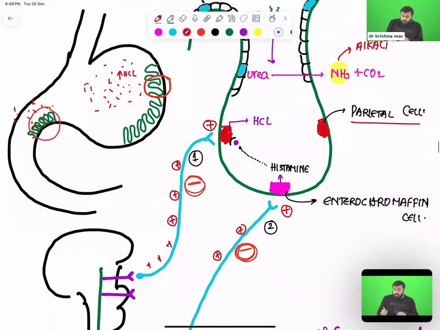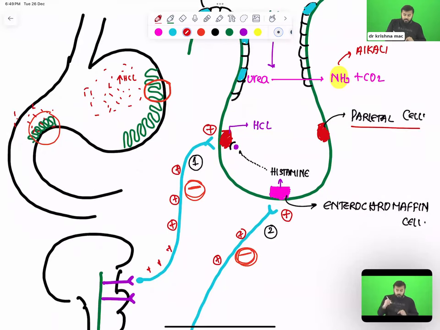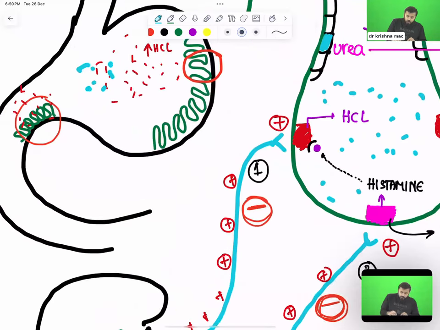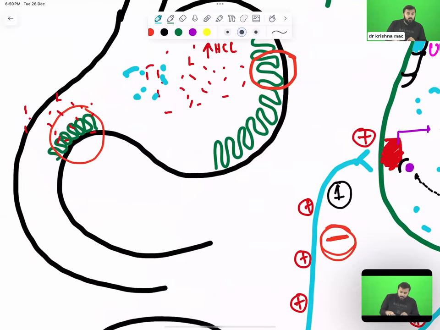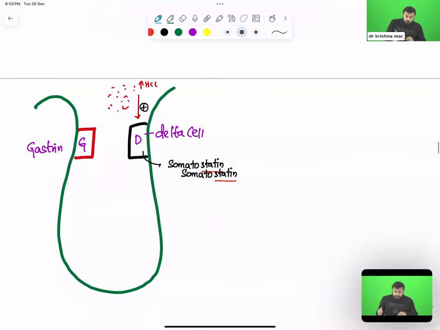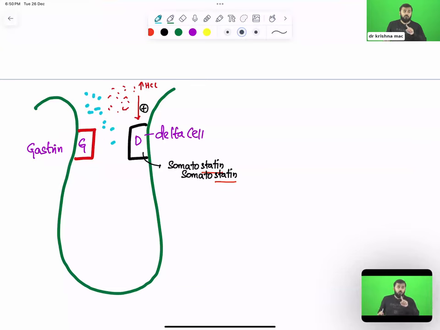Right now, within my stomach, I'm drawing it with the blue dots over here, there is an excess amount of alkali, excess amount of ammonia. Now, this excess amount of alkali or ammonia, don't you think it will pass down till the duodenum? Obviously, it will pass down to the duodenum. So, when this excess alkali or ammonia is passing down to the duodenum, what will happen?